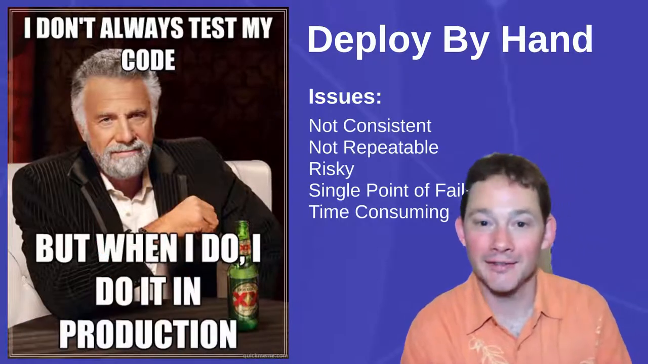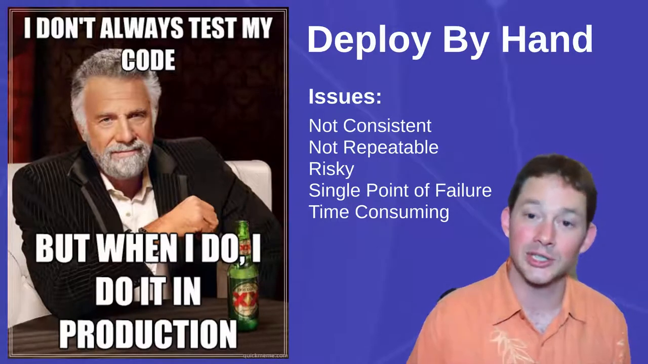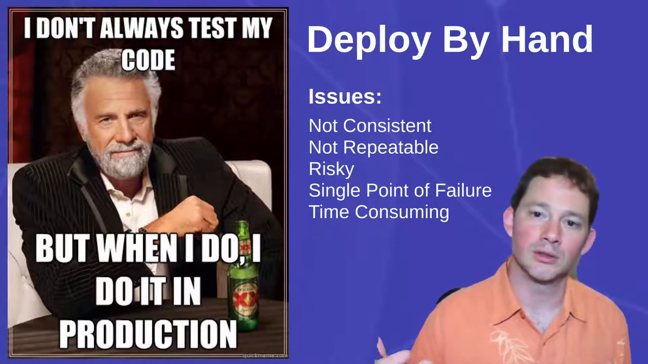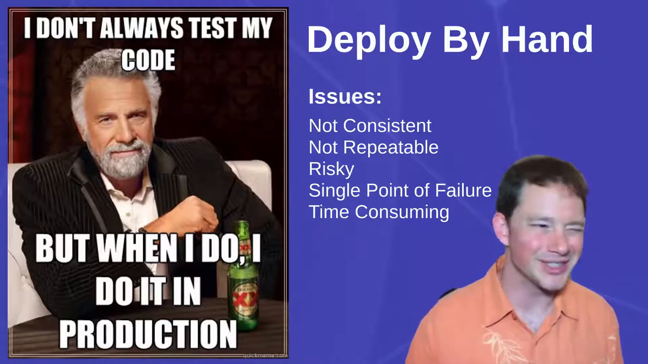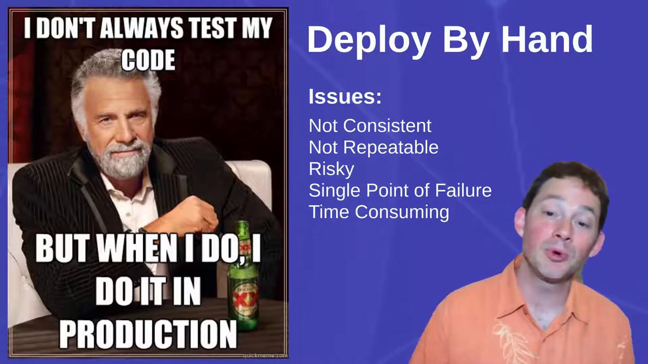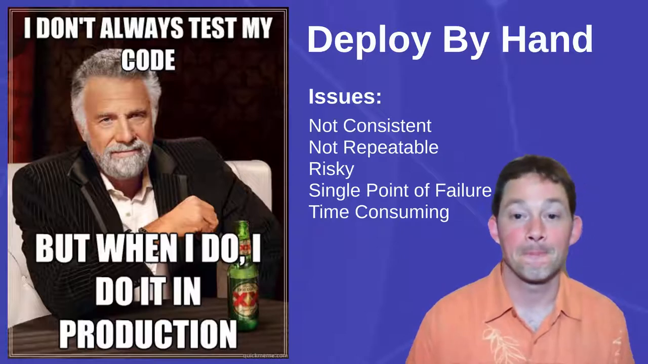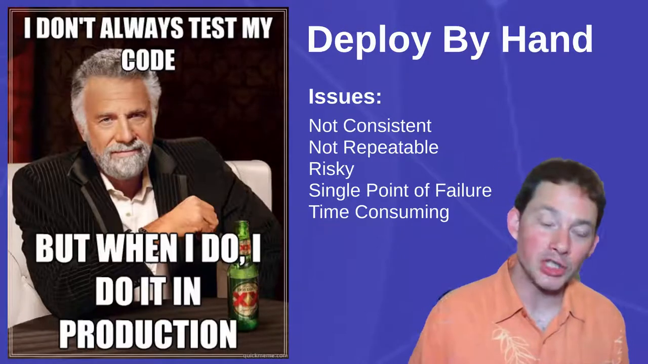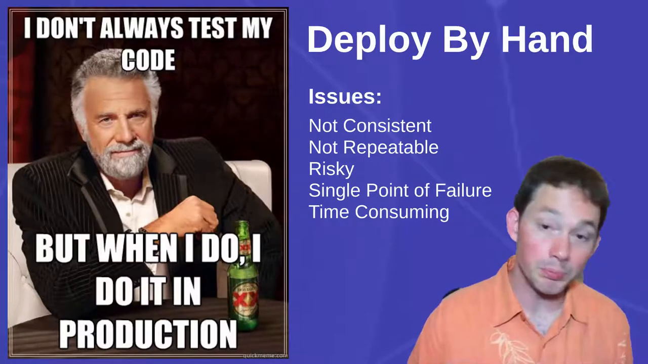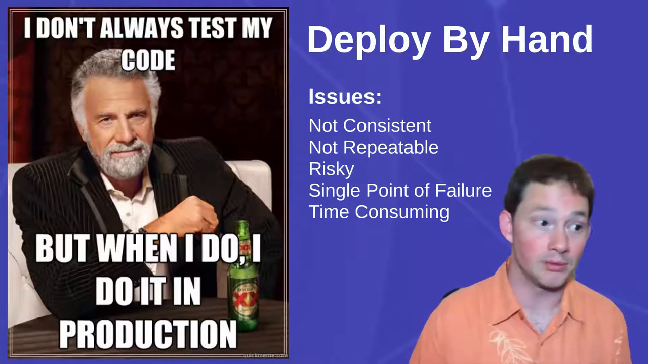So things I have here are, it's not consistent, so it's not going to potentially be the same every single time you do it. It's not repeatable, so same thing. Maybe it's the same word as consistent. Risky. Maybe that's also the problem with consistency. Single point of failure is a big one, though. What happens if the build manager goes on vacation? That could be a big problem, and that machine that he or she regularly deploys from is potentially also a single point of failure. That's one machine that if that machine breaks, you could be in trouble.